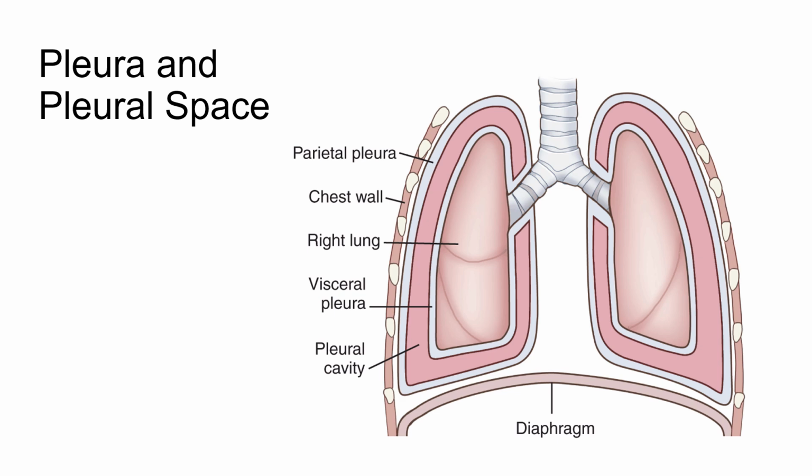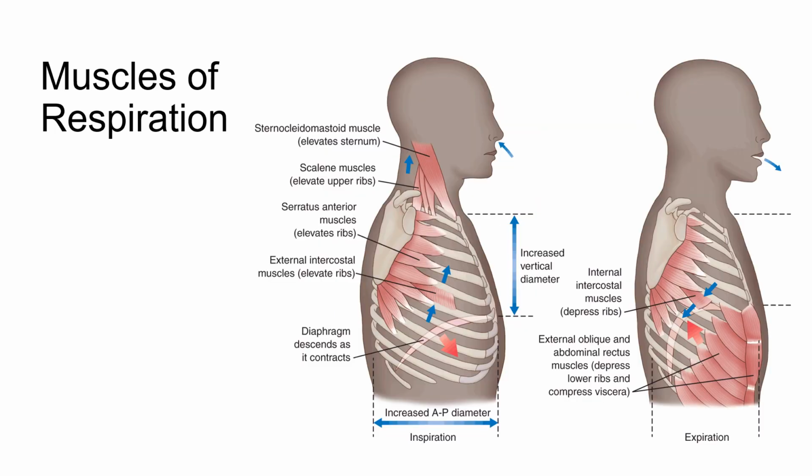These are membranes that cover the lung and chest cavity, the parietal and visceral pleurae, and the space in between, which is the pleural space. Here we have the muscles of respiration.